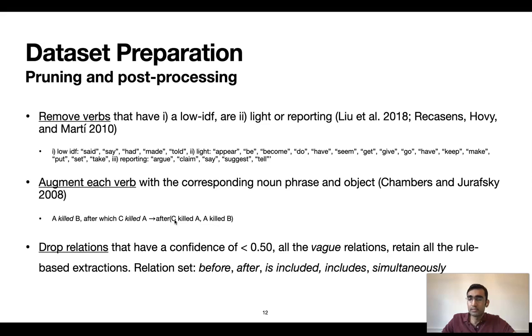Finally, we drop all the relations that have a confidence of less than 0.5. We also remove all the vague relations. So we are left with a set of 5 relations listed here.